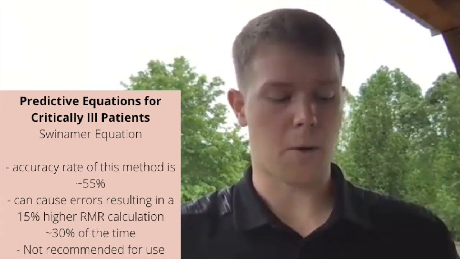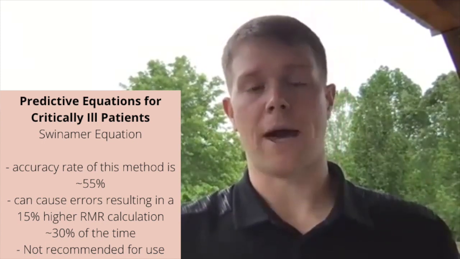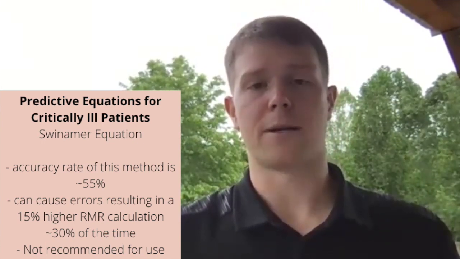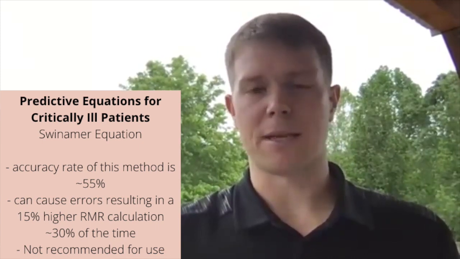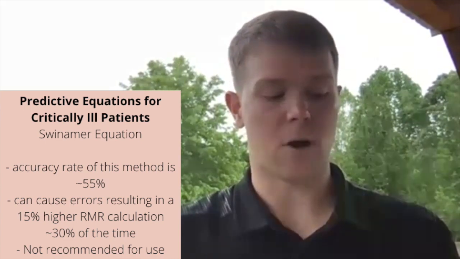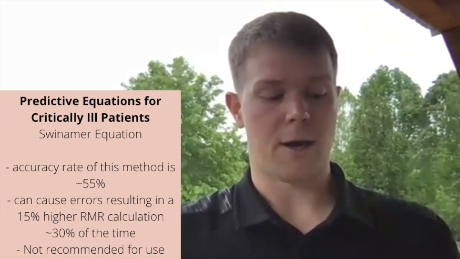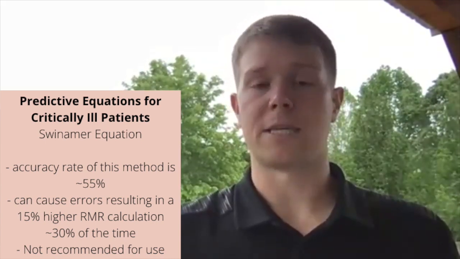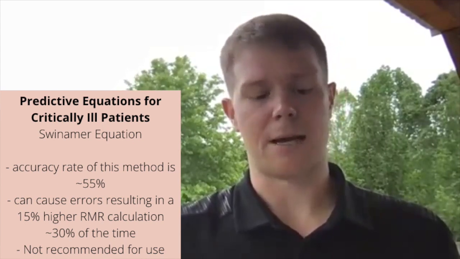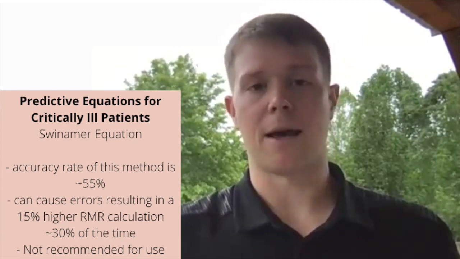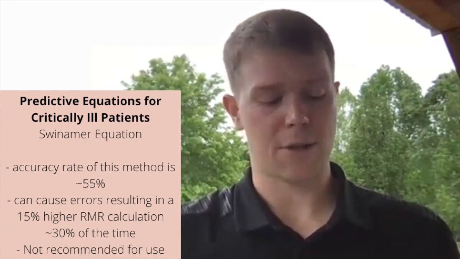Next, the Swinemer equation. It has a very low accuracy rate as well when it comes to predicting the resting metabolic rate. It's accurate about 55% of the time, and it can even cause larger errors that result in a resting metabolic rate 15% above what it should be about 30% of the time. So that one is not recommended by the Academy of Nutrition and Dietetics either.